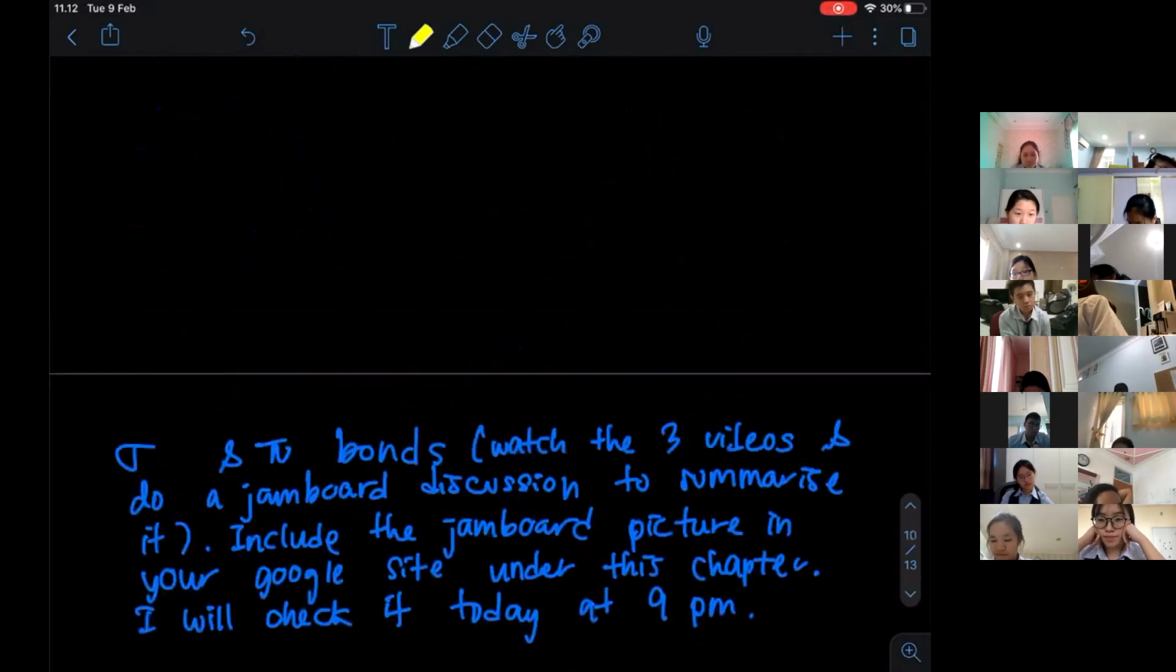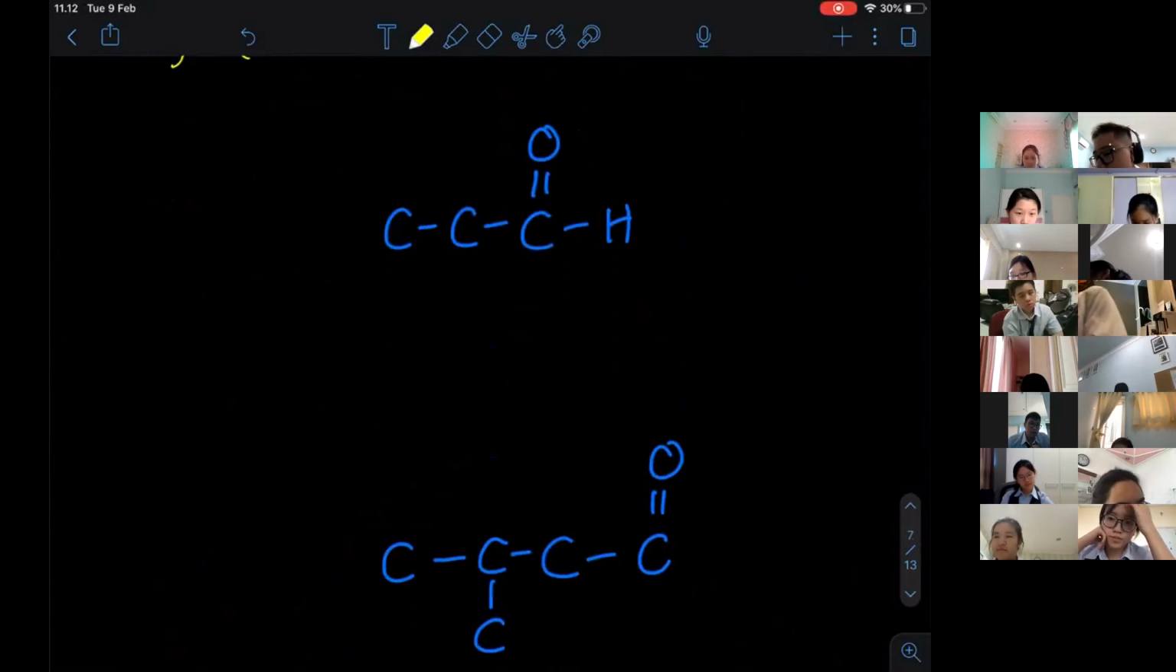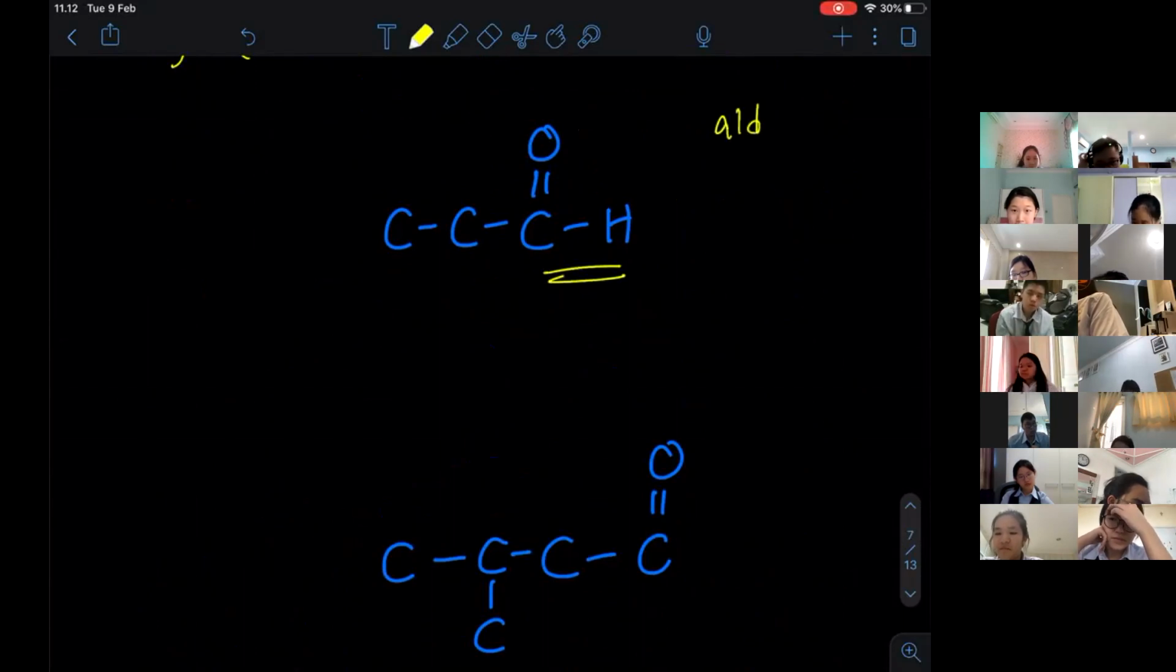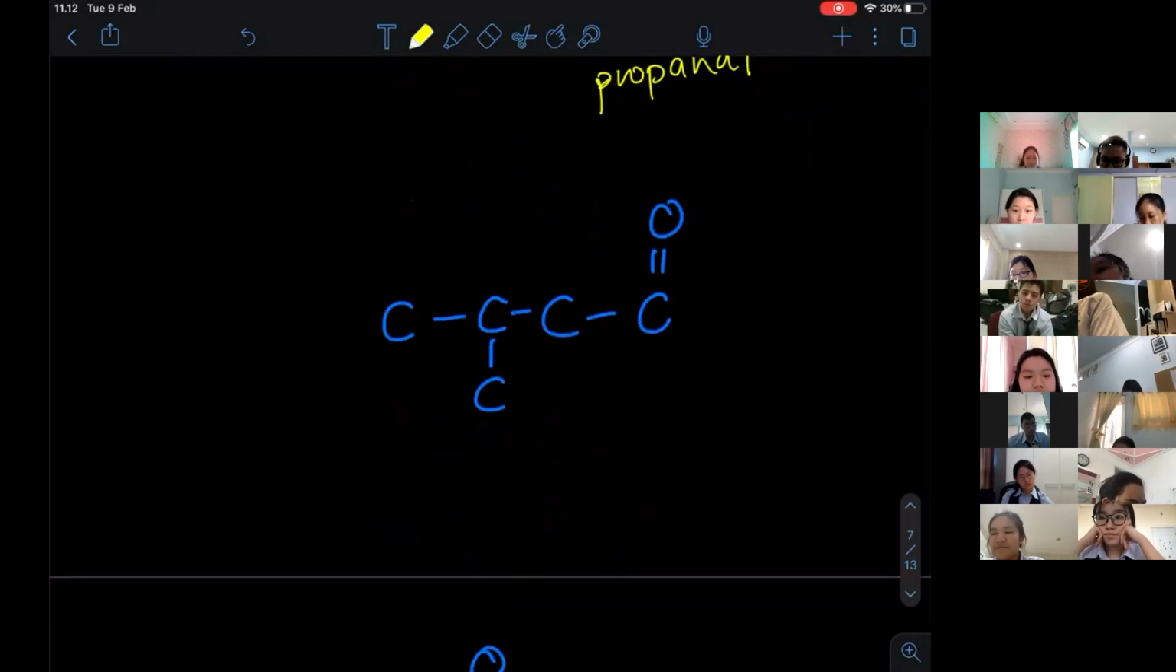Now next, I have so many examples over here, but I will just show you how to name only. This one, the functional group, if you remember, is going to be aldehyde. So aldehyde, how to name? It will have -al at the end. This one is 3 carbon, so it's going to be known as propanal. And then this one, you can see that this is also known as aldehyde.